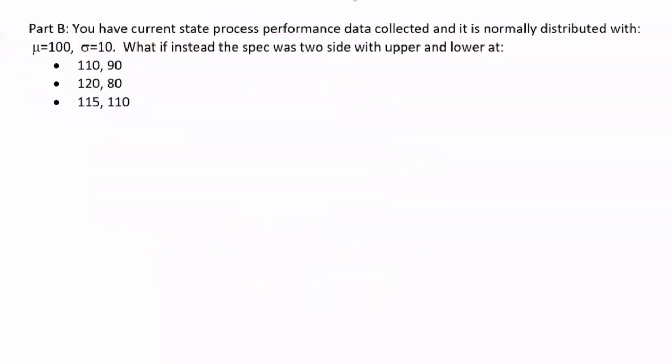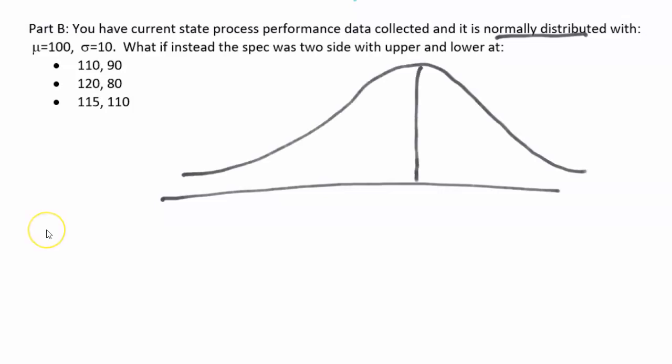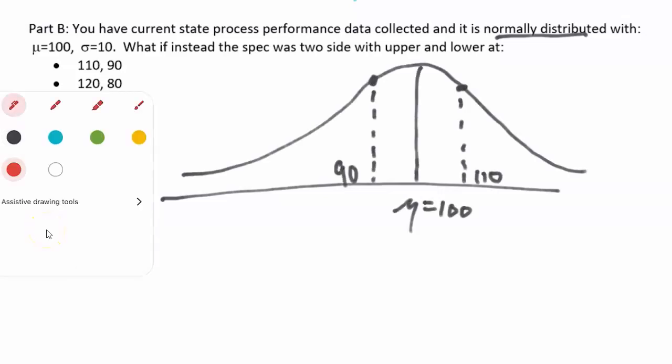All right, in part B, I've got a little more screen real estate here, and we're ready to work through it. We've got process performance data that was collected. Again, it's normally distributed, which is what most business data will be. The same mean and standard deviation as in part A problem. So I'm going to draw this. It'll look something like... All right, so I've got the data drawn out in the following fashion, and now our spec limit is two-sided. So we've got an upper and lower spec, and they are, in this case, at 110 and 90.